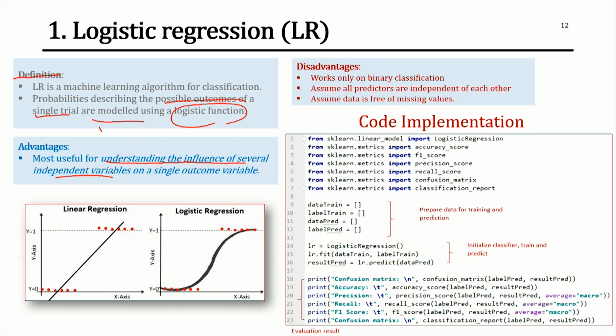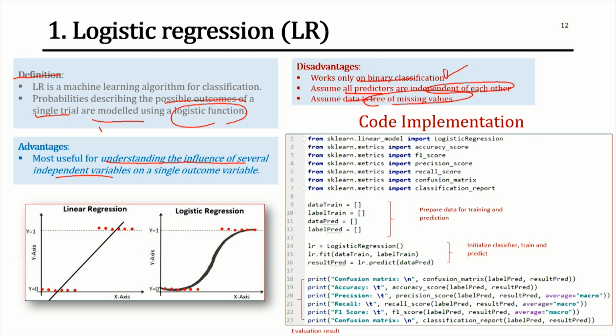And what is the disadvantage of using logistic regression? It only works on binary classification, as we have learned from the previous lecture. We have three main different types, but it only works on binary classification, and we need to make some assumptions that all predictors are independent of each other, and the data is free of missing values.